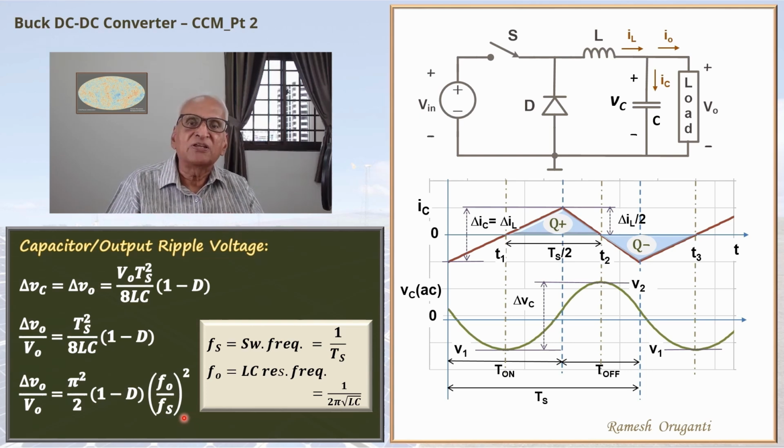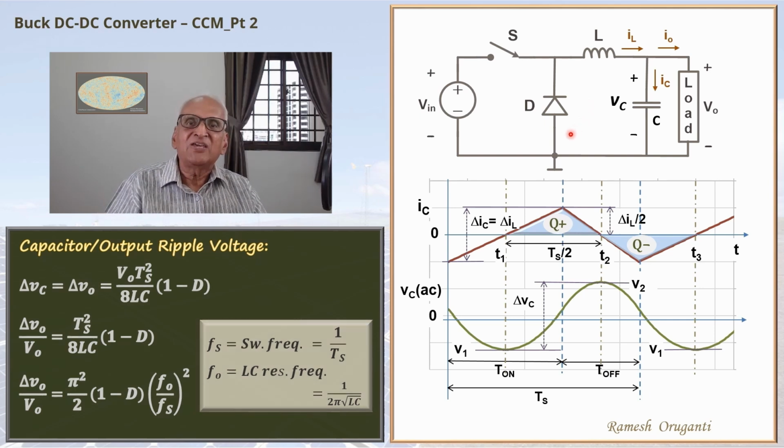So essentially this shows how effective this LC filter is. And by keeping the Fs much higher than F0, we can reduce the ripple. So essentially what it means is you need to have higher L, higher C, or both. So we have now found the ripple voltage.